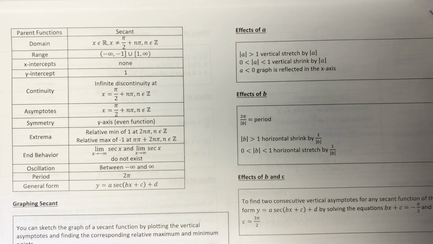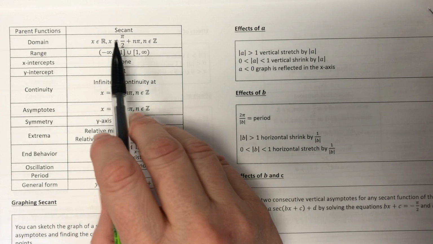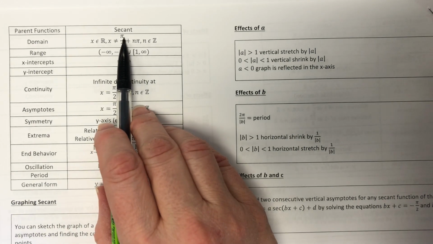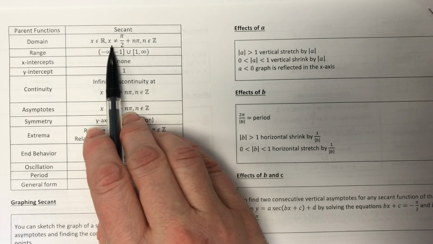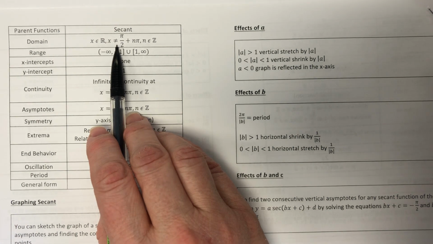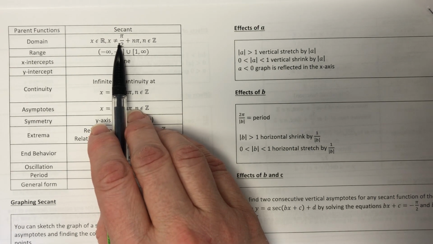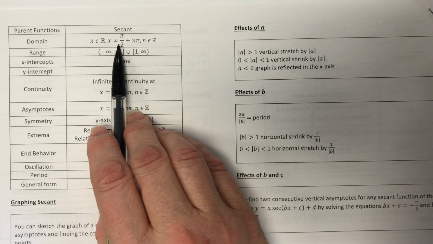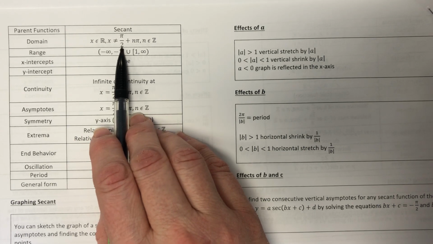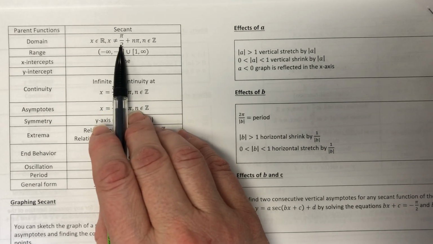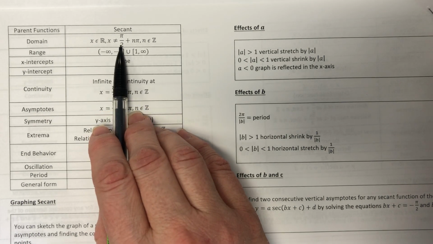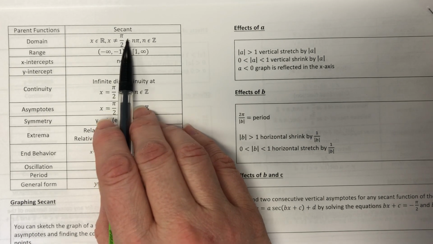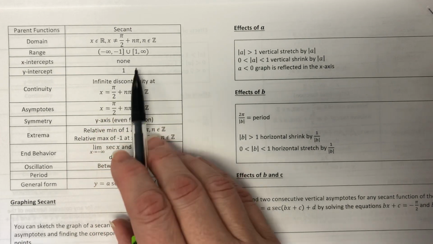Last but not least, we have secant. Secant is the reciprocal of cosine. So wherever the cosine is 0, the secant is not going to exist. So the cosine of 90 degrees or the cosine of pi halves is 0, so therefore the secant of pi halves or 90 degrees does not exist. So there are again going to be your asymptotes.